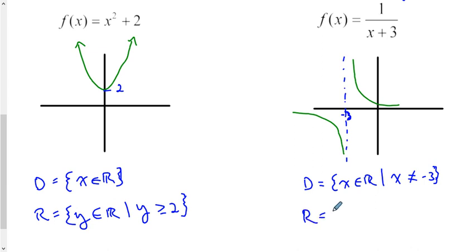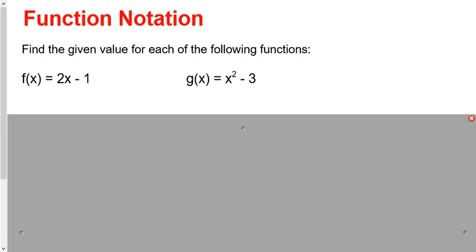And my range, y is an element of real numbers. And same deal, I notice that it never quite touches y equals 0. So y cannot be equal to 0, but any other y value is a possibility. Okay, so that's my domain and range, and that's the notation I use for my domain and range. Let's keep rolling right along here.